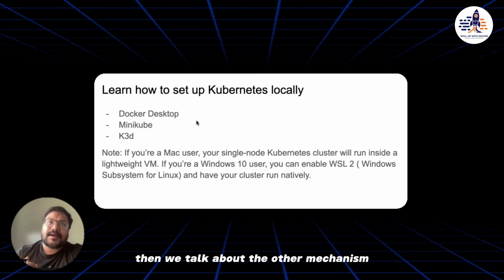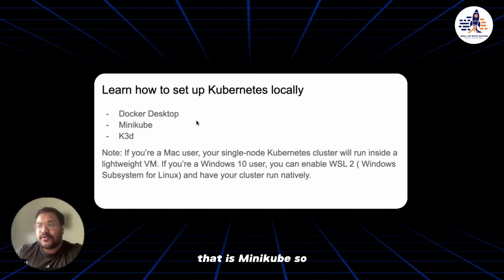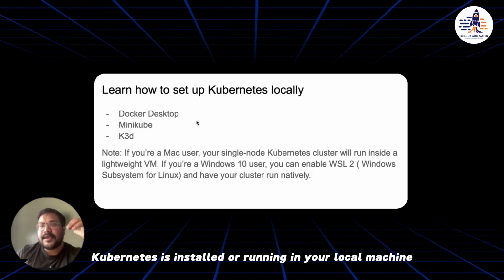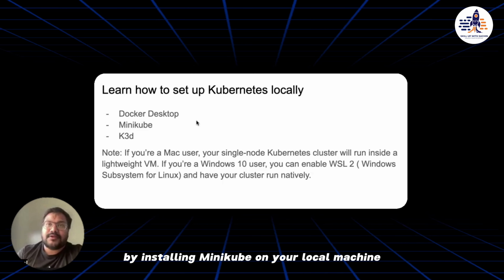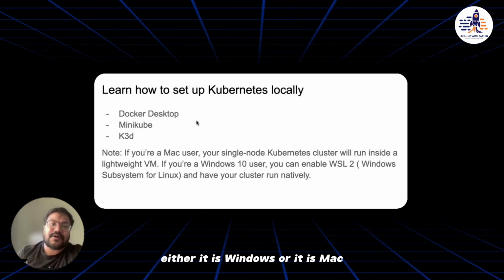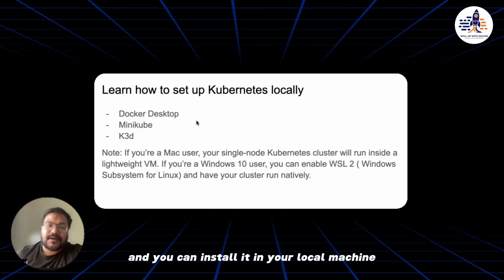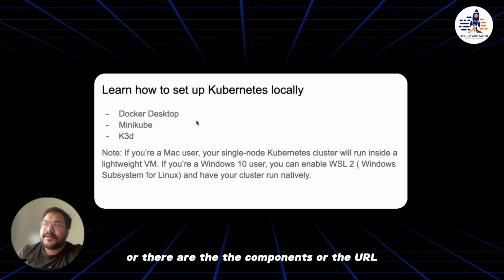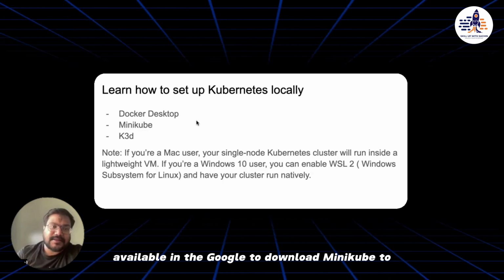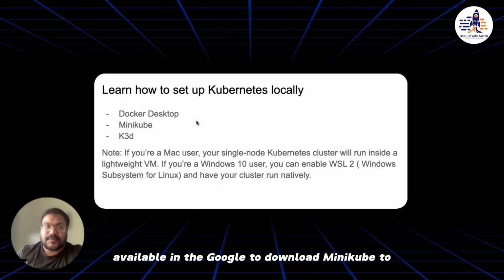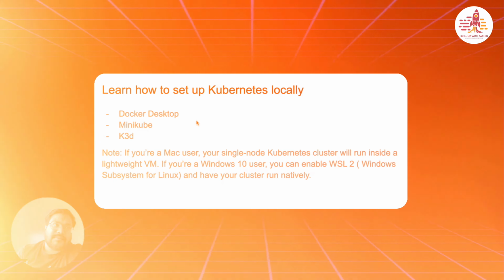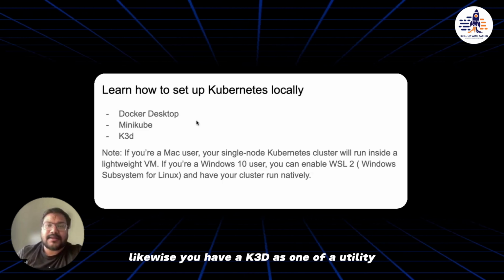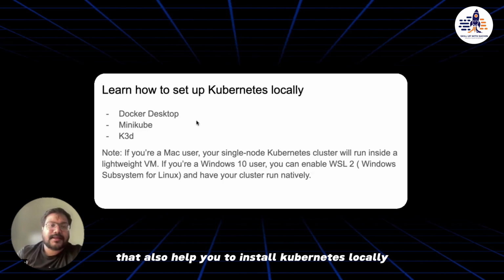Then we come to the other mechanism, which is Minikube. Minikube is a way through which you can have Kubernetes installed and running on your local machine, either Windows or Mac. You can install it using simple command lines like brew install minikube, or there are URLs available on Google to download Minikube, which we will see again later. Minikube again gives you a single node cluster only. Likewise, K3d is another utility that also helps you install Kubernetes locally.